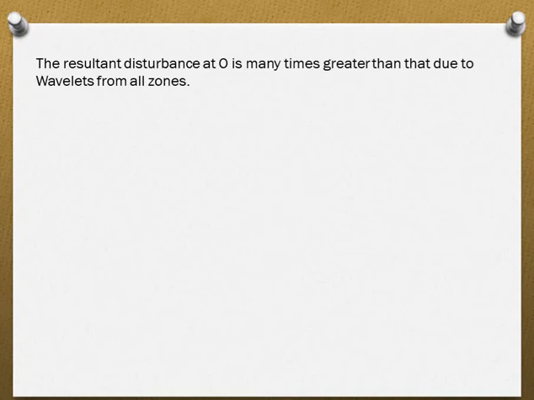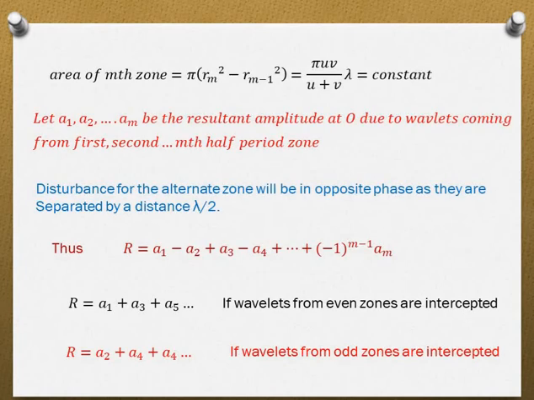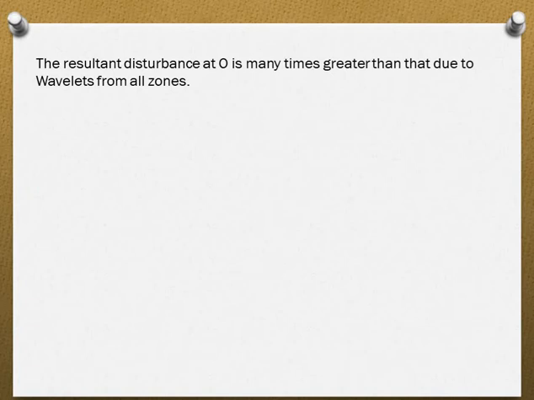You can understand this by the equation also. If you have all zones, then this negative term will reduce your intensity, and there are many negative terms, so the effective intensity will be much smaller. But if you intercept the wave coming from the even or odd zones, it will have all positive terms, so the resultant intensity will be much higher compared to the wavelets coming from all zones. That means this point O will be the point of maximum intensity.